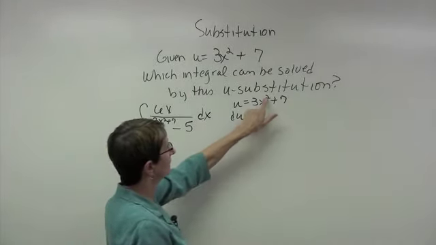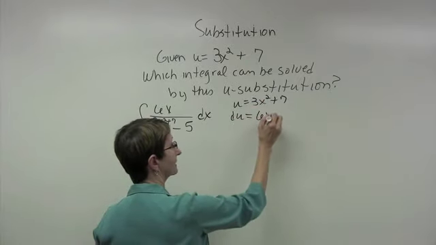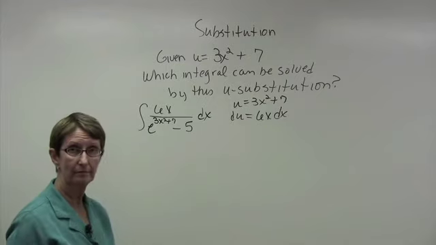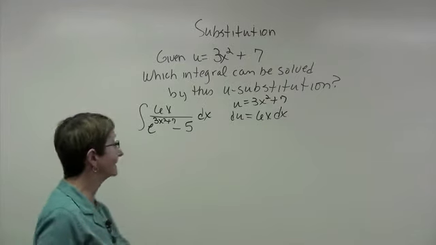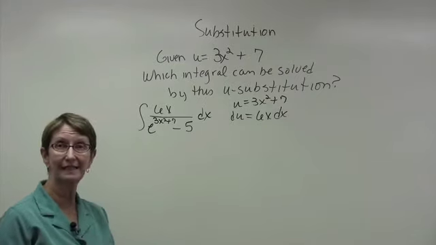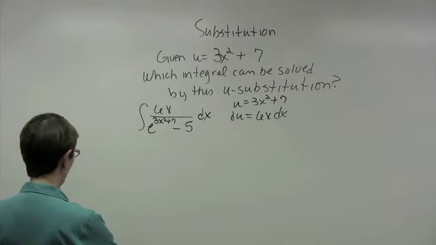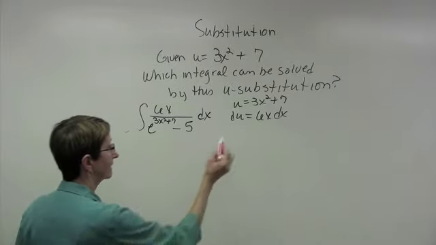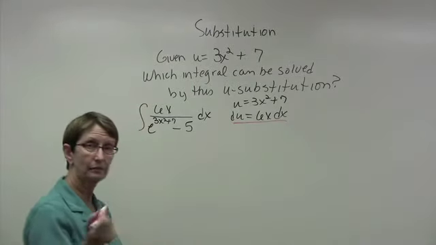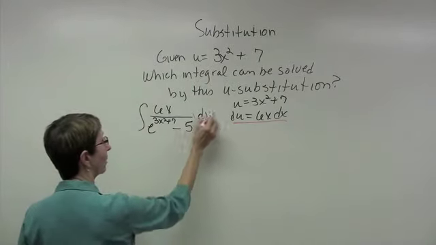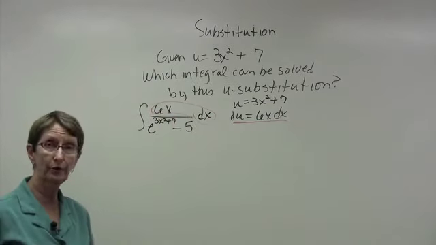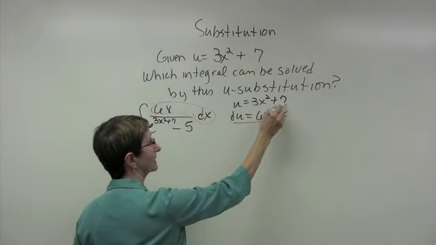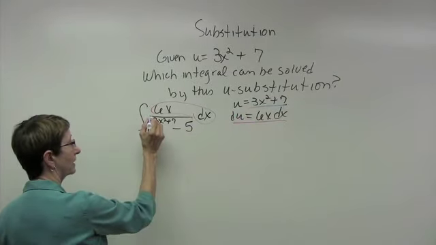The derivative here is 2 times 3, which is 6x. The derivative of 7 is 0. So we just have 6x dx. So now let's go back to the integral and see how things fit, if we need to rewrite or what we have here. Let's see. 6x dx, we can substitute du, and that is the whole numerator. So we can put that in. Our u, 3x squared plus 7, would go here.